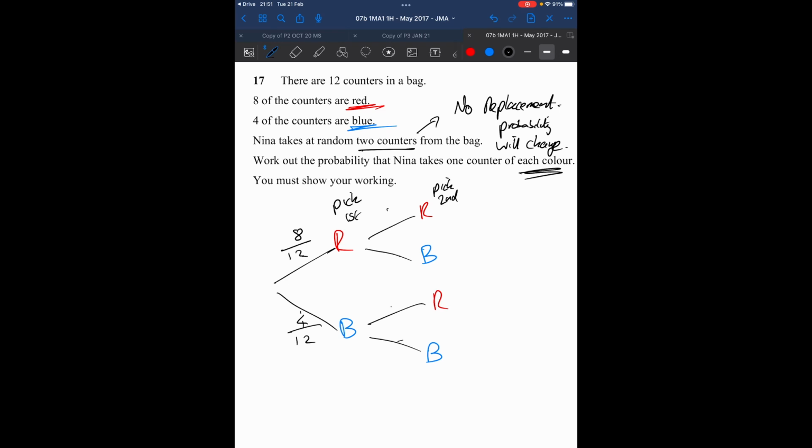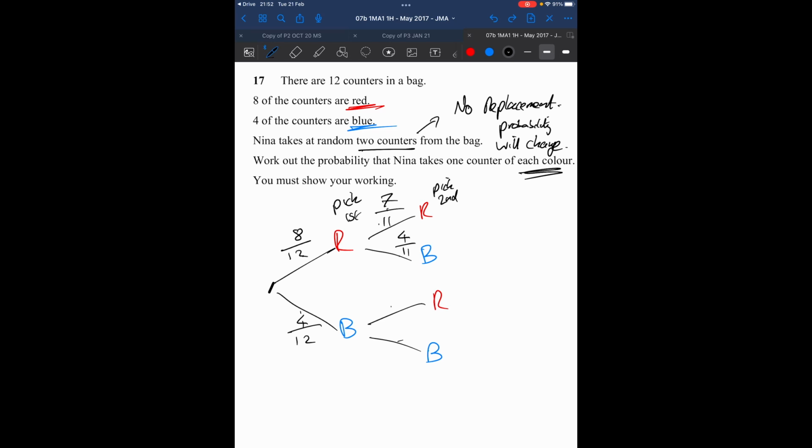Okay, so let's put yourself in the situation. What happens if you've picked a red one? How many red ones would be left now? Well, 7 would be left. And how many counters would be left in total? Well, there would be 1 less. Let's do the same again. Let's imagine you picked a red one. How many blue ones are left? Well, all of them. All 4 of them are left. And the same idea, we've removed 1, so it's out of 11. Do you notice how these numbers add up to 1? That's a powerful shortcut to be using.